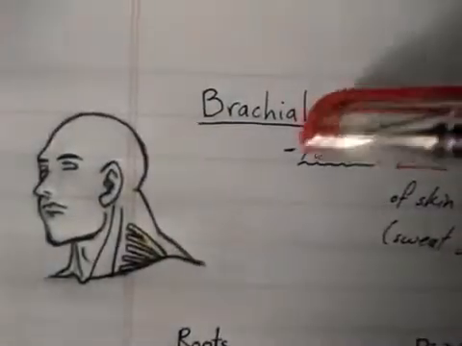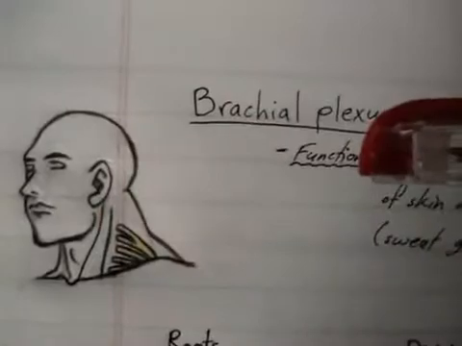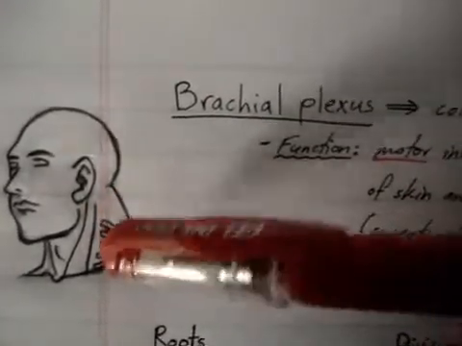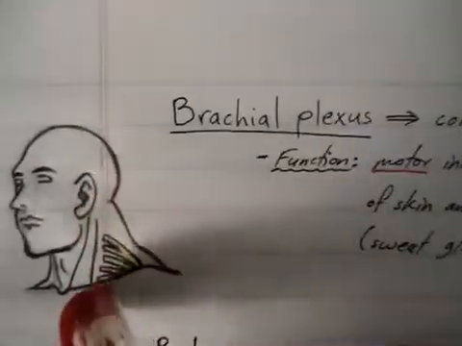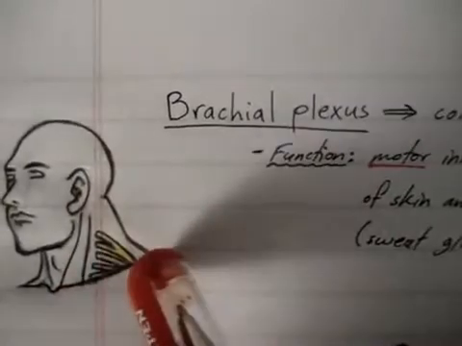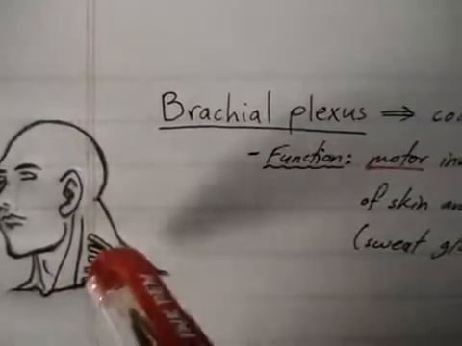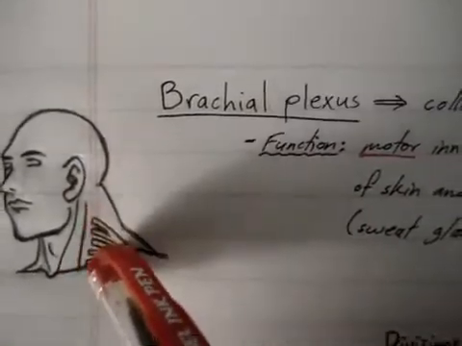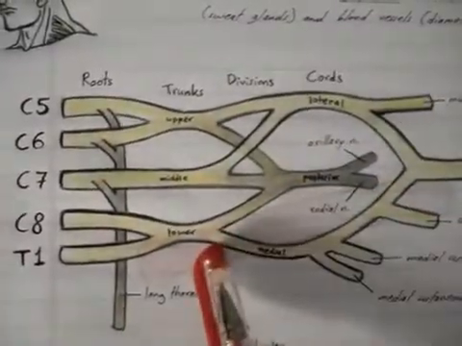The brachial plexus is located within the posterior triangle of the neck. So as shown here in this diagram, it's located between your sternocleidomastoid and the trapezius muscles. It is at the level of C5 to T1. Next we'll look at the structure of the brachial plexus.